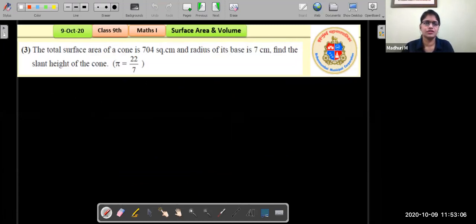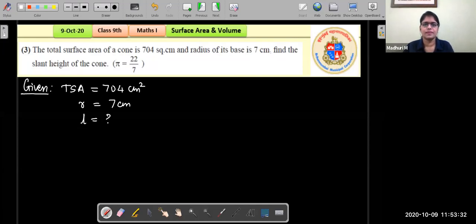So the third question, the total surface area of a cone is given. So let us write out what is given. We are given that the total surface area is 704 centimeters squared, and we are given the radius that is equal to 7 centimeters, and we are asked to find the slant height of this cone. So slant height is L. L equals question mark. Right, students? So find the slant height of the cone.